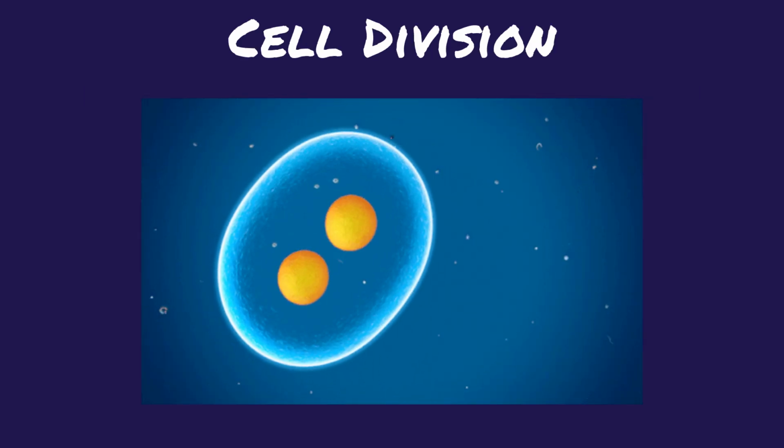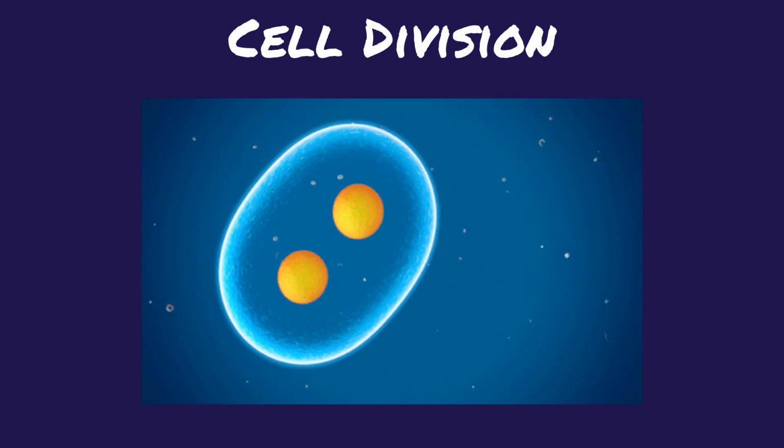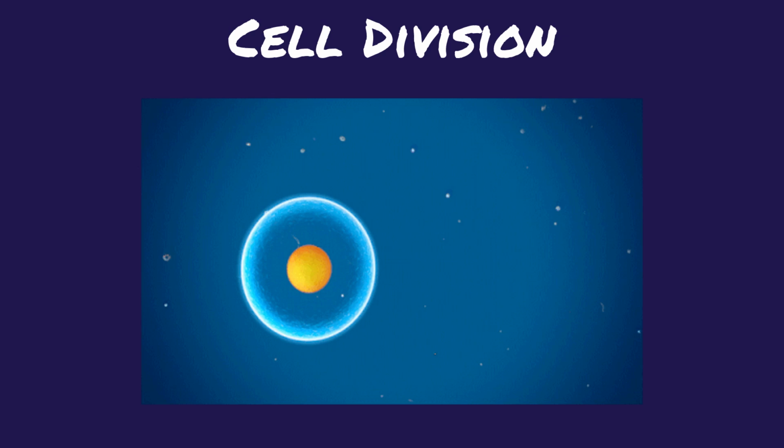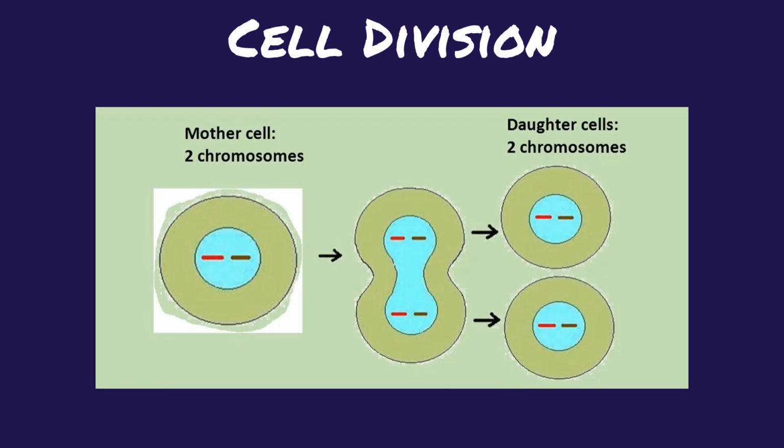Cell division is the other main part of the cell cycle. In this stage, a mother diploid cell divides into two daughter diploid cells. The mother diploid cell copied its DNA in interphase so that when it splits, each daughter cell has a full set of chromosomes as well.